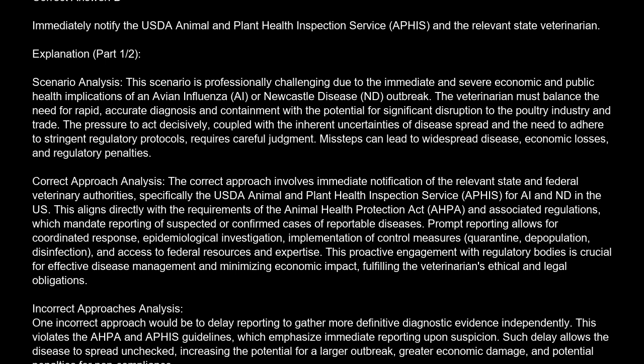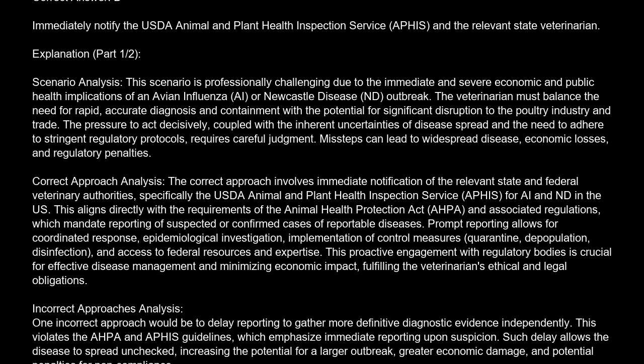Correct approach analysis. The correct approach involves immediate notification of the relevant state and federal veterinary authorities, specifically the USDA Animal and Plant Health Inspection Service, APHIS, for AI and ND in the U.S. This aligns directly with the requirements of the Animal Health Protection Act, AHPA, and associated regulations, which mandate reporting of suspected or confirmed cases of reportable diseases.